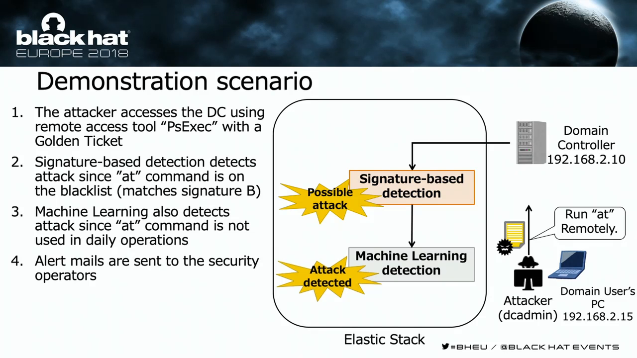Our demonstration follows this scenario. First, the attacker accesses the domain controller using psexec. psexec is a remote access tool using the golden ticket. And the attacker executes the AT command on the domain controller. The signature-based detection can detect the AT command successfully because it's on the blacklist. Machine learning also detects the AT command because it's not used in daily operations. Finally, our system sends an email to security operators.